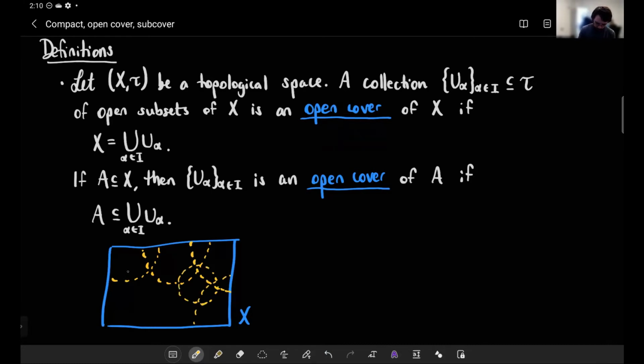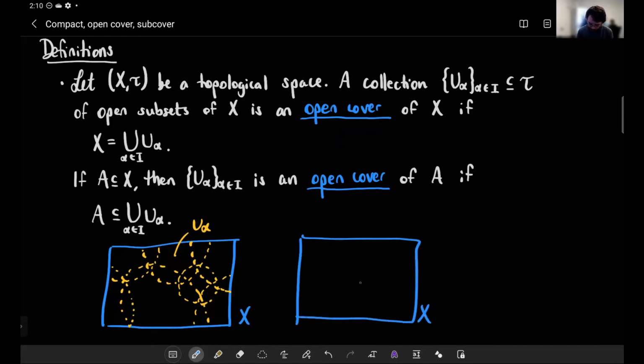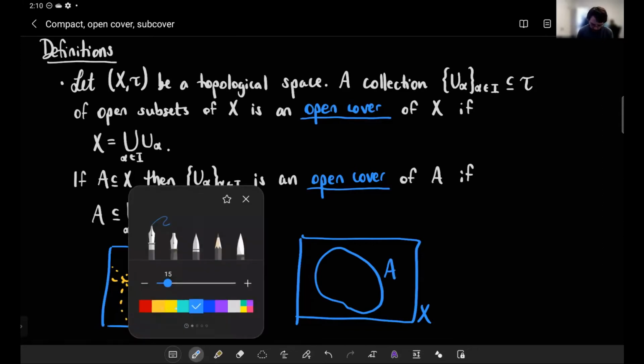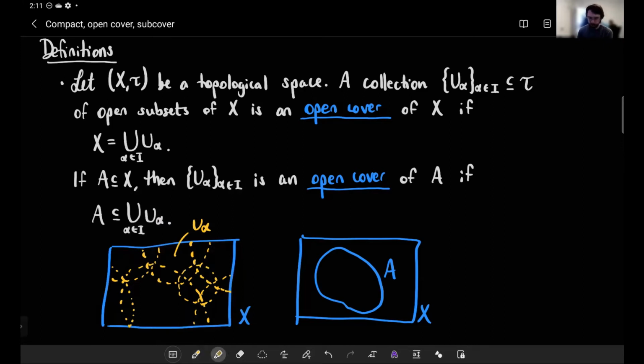But at least every point is hit, right? You cover X with those open balls. So each of those is some U sub alpha. In this case, we only needed a handful of them. So those U alphas form an open cover. But from time to time, you'll want to focus on some subset, call it A.